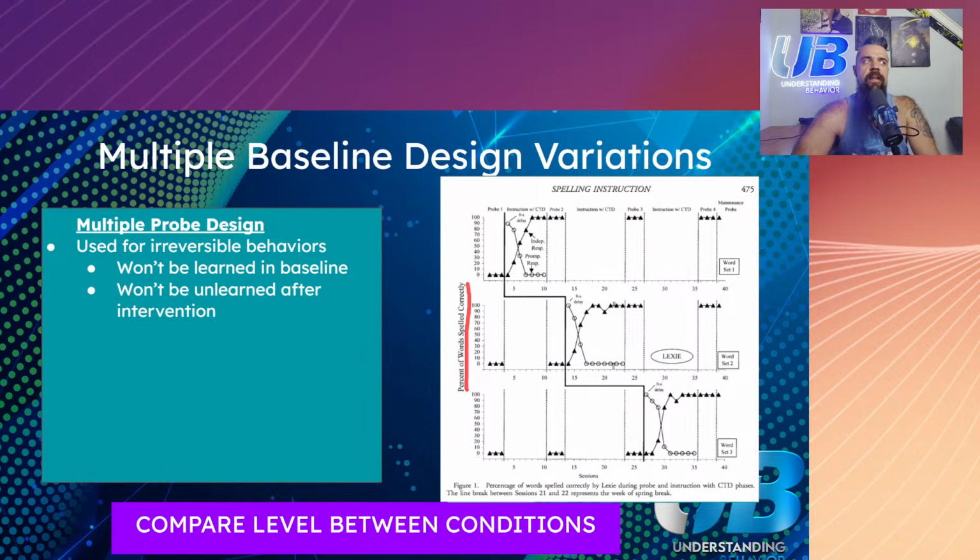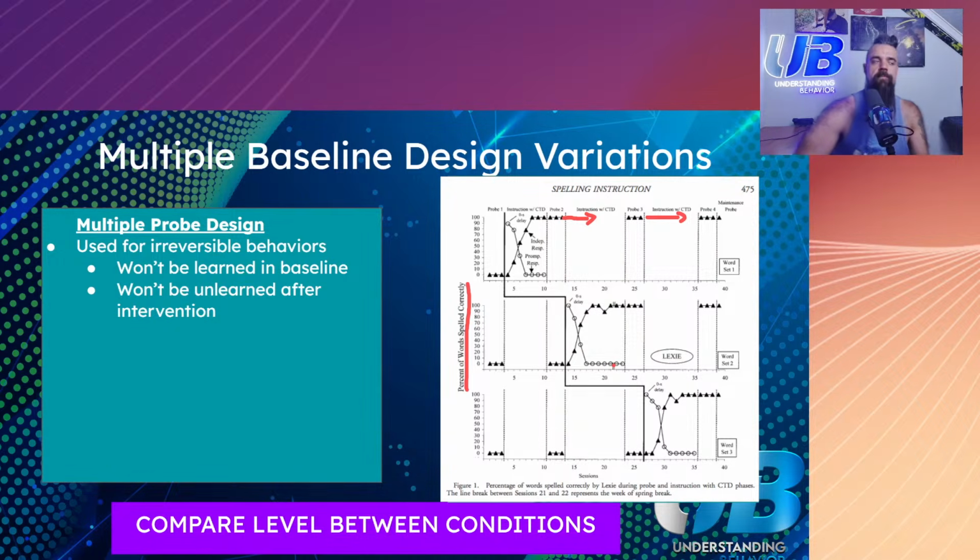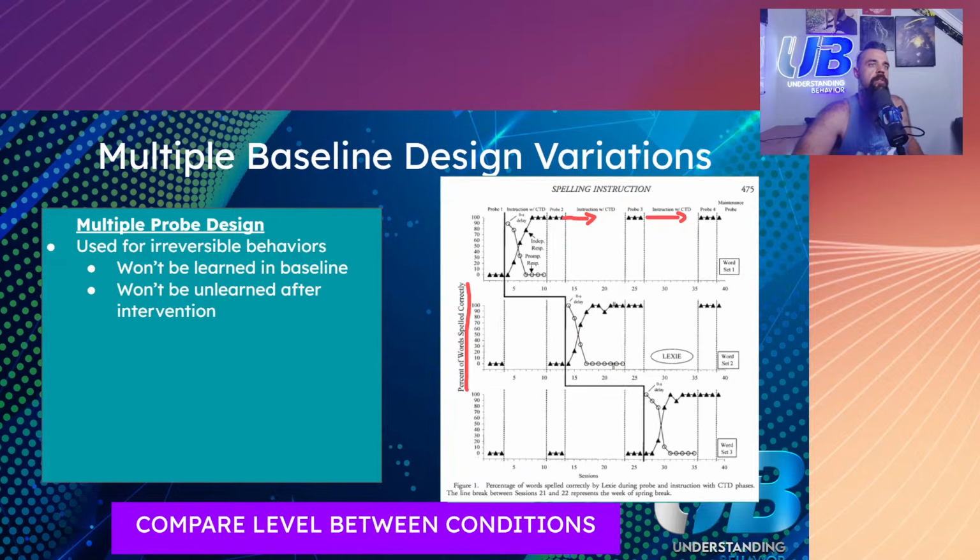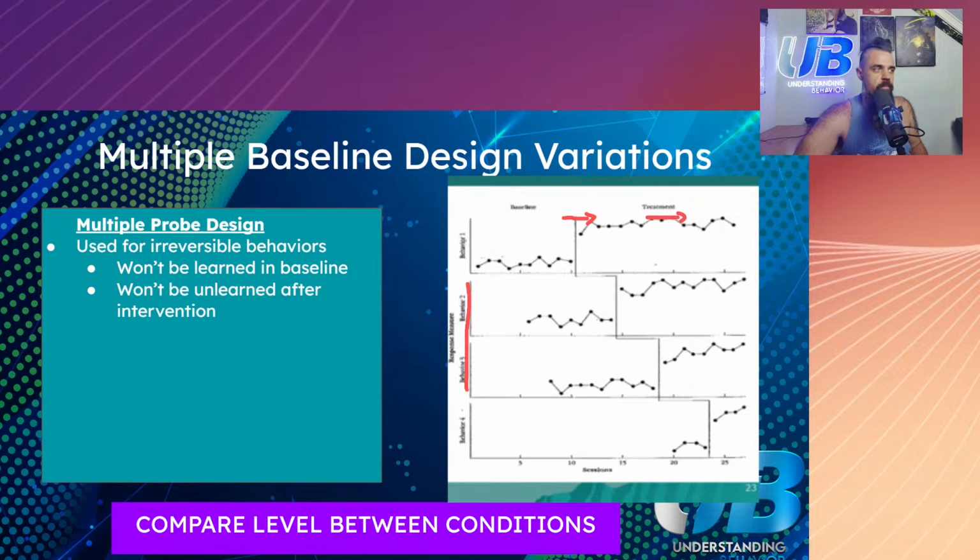So irreversible behaviors, and again, the key feature here is that the behaviors will not be learned in baseline, and they won't be unlearned after our intervention. So we can take these probes because essentially we're making predictions that it's going to stay, and then we verify those predictions, and it's totally cool. We don't lose anything, and we save a lot of time. So that's our multiple probe design. We only use these with irreversible behaviors.